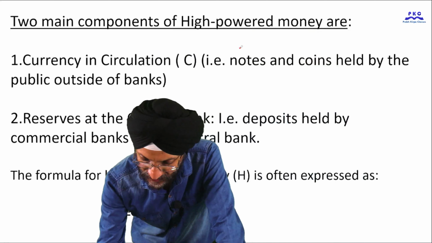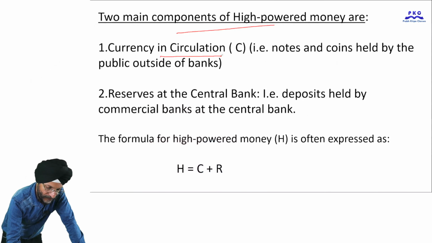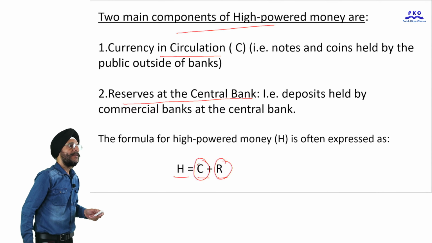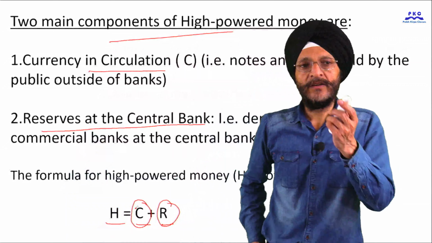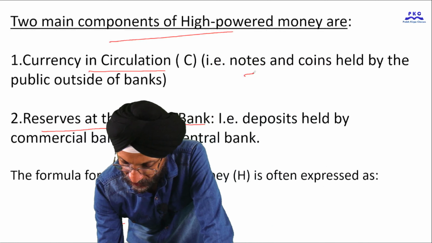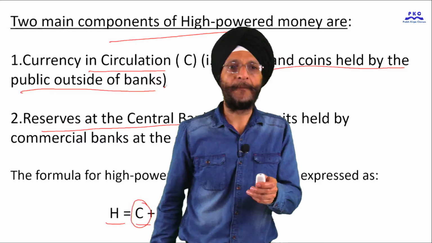So we have discussed the two main components: currency in circulation and the reserves held at the central bank. So high powered money is equal to C plus R. C represents currency in circulation, R represents reserves at the central bank. Here we are to note that currency in circulation means notes and coins held by the public outside of banks.